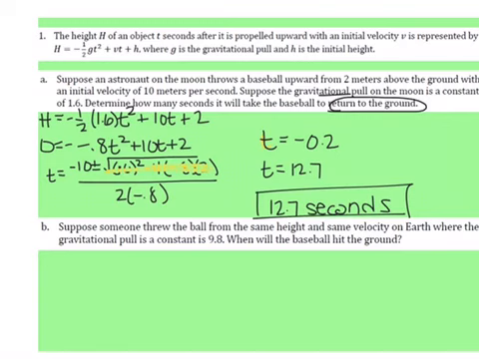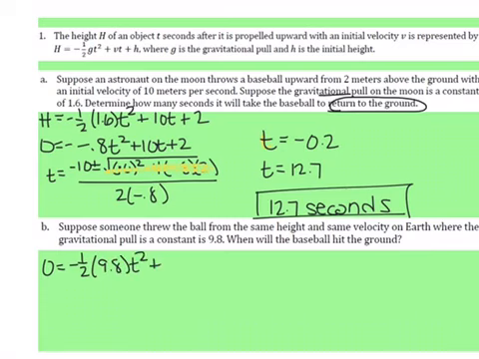So looking at the second part of this problem, it says suppose someone threw the ball from the same height and same velocity on Earth where the gravitational pull is a constant of 9.8. When will the baseball hit the ground? So we're going to have the same equation except we're going to change our gravitational pull. So I'm going to have negative 1/2 times, it's going to be 9.8 now.